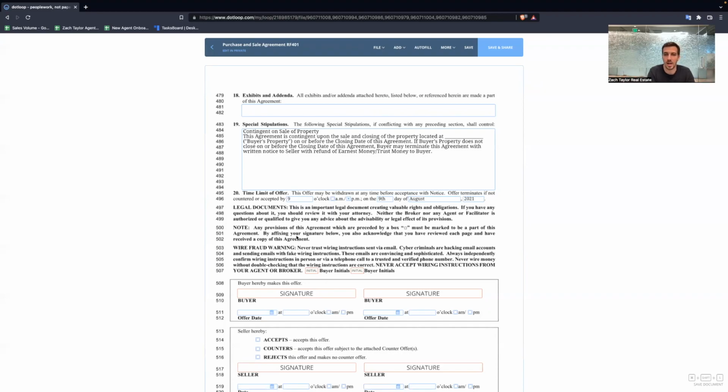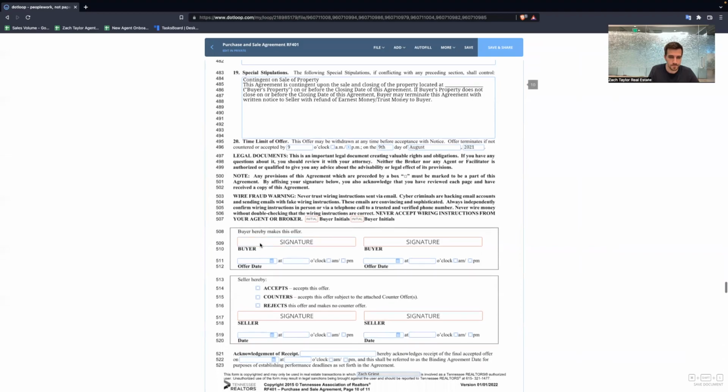So you're kind of against the clock to make a decision for your client, to determine if they want to move forward, counter, or decline this offer. So that's what the time limit of this offer is.